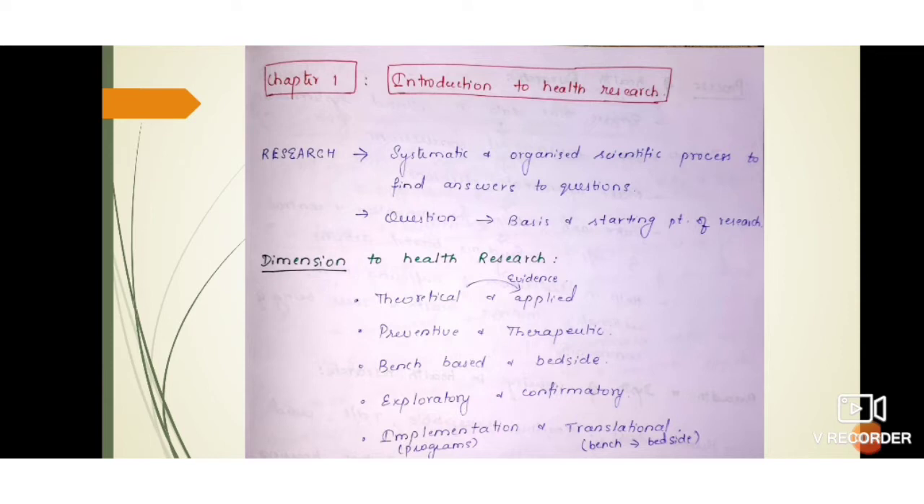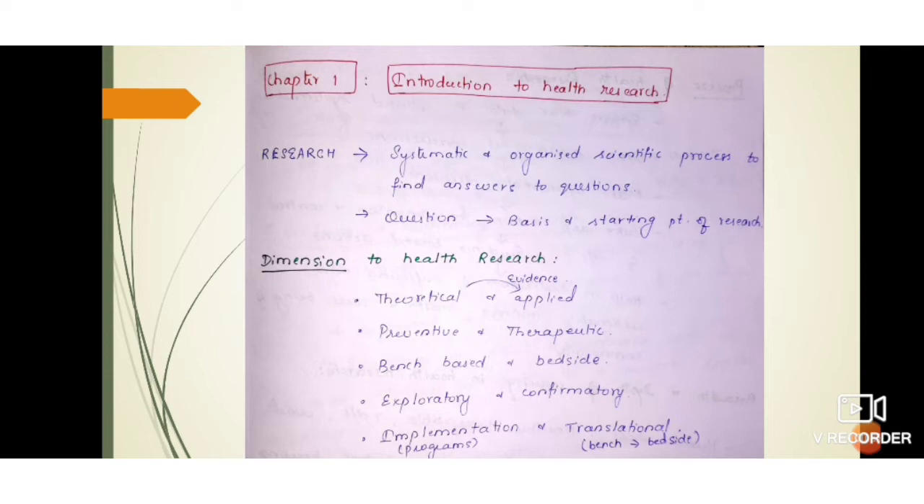First of all, what is research? Research is a systematic and organized scientific process to find answers to questions. This question is the basis and starting point of a research. The scientific process will be carried on by certain defined steps and procedures, which we will be seeing in the later sessions of the discussions.